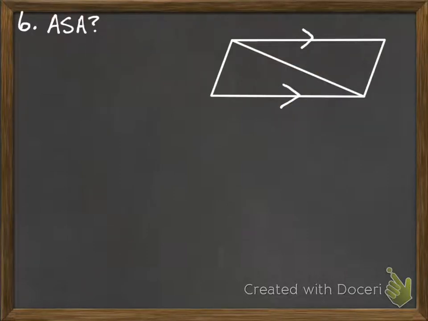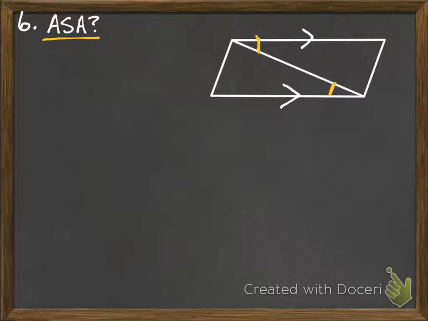Alright, number 6 is asking the same question. Can we use angle, side, angle to prove these two triangles congruent? Well, these parallel lines here and here are a clue. This is my transversal here, so I know that this angle down here is equivalent to the angle up top. I'm going to clear that out, clean it up. This angle is equivalent to the angle up top.